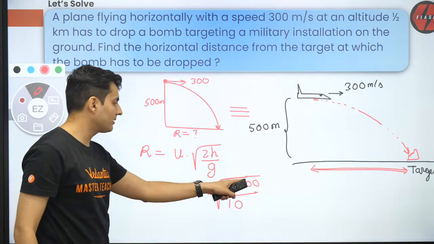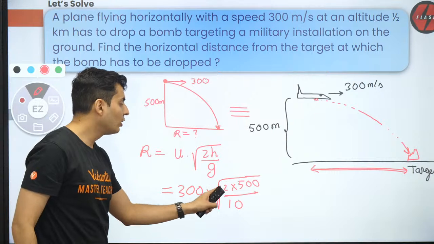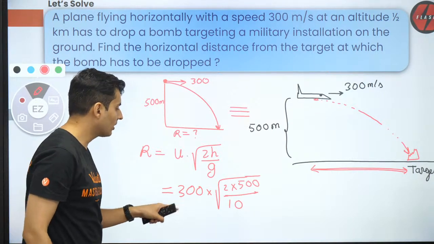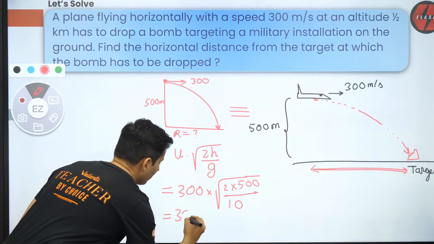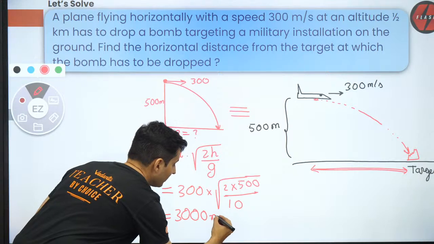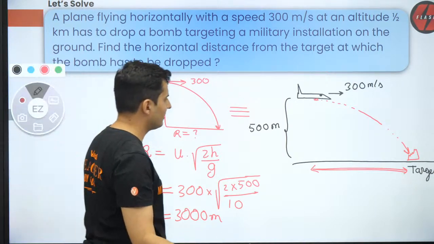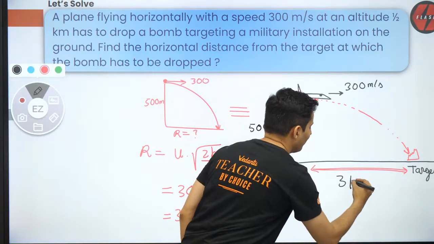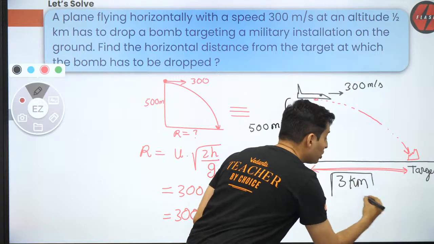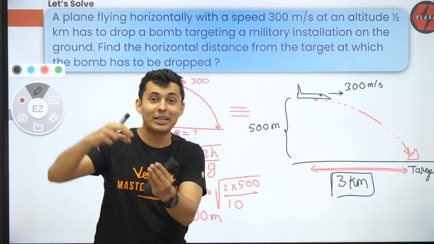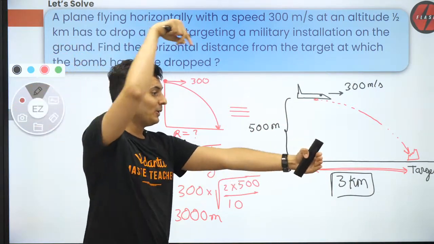2 into 500 is 1000. 1000 by 10 is 100. Root of 100 is 10. 10 into 300 is 3000 meters. But we can give the answer in kilometers. So this answer will be 3 kilometers. Yes, 3 kilometers before the target the plane will drop the bomb and it will hit the target.